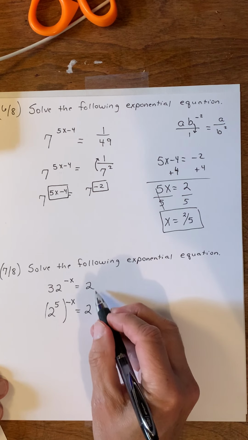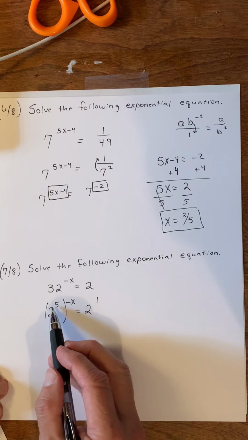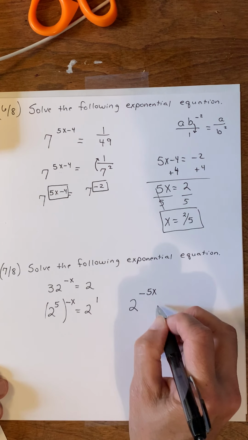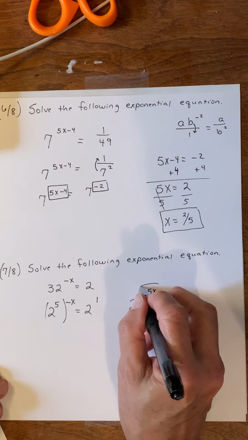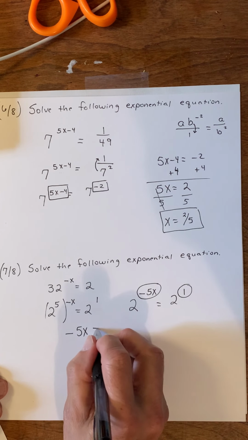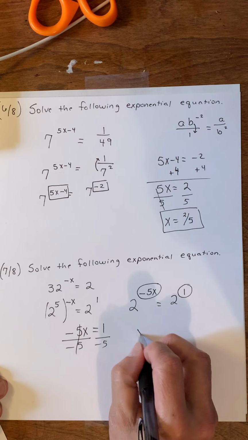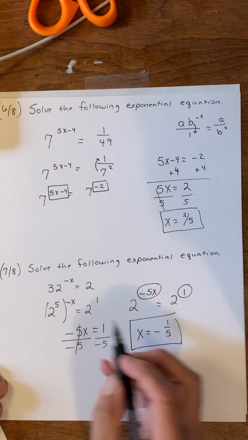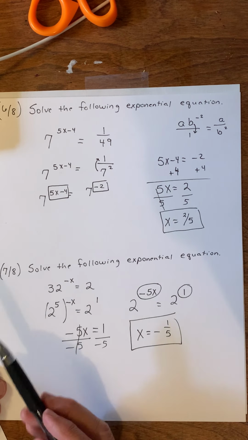And what's my exponent here? Make it visible. It's a 1. Hey, I got powers to a power. This is 2 to the 5 times -x, which is -5x, equal to 2 to the 1st. Identical bases. Exponents must be equivalent. -5x equals 1, divided by -5. X is -1/5. Again, not something you would anticipate looking at this, but something that we can figure using properties of exponents.